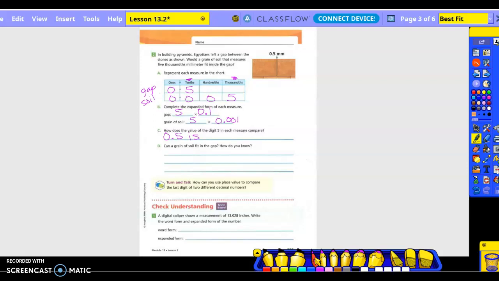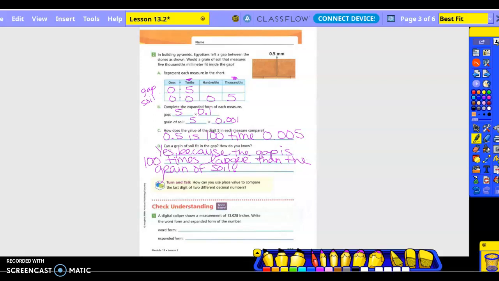Bigger. So it's going to be a whole number, not a fraction, right? So 5/10 is 100 times 5,000, right? So can a grain of soil fit in the gap? So yes, because the gap is 100 times larger than the grain of soil.